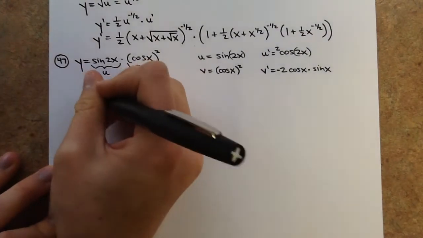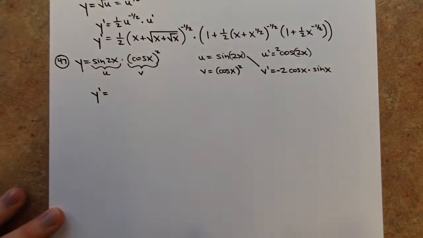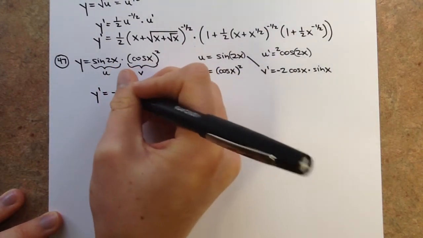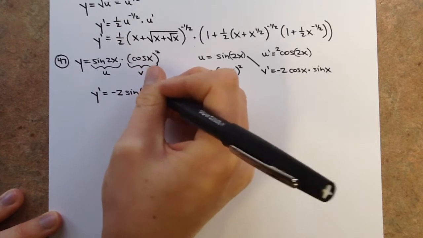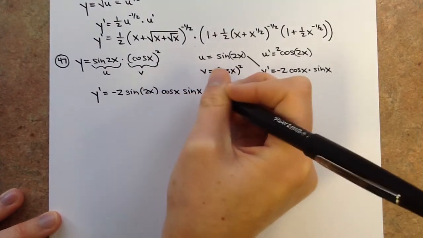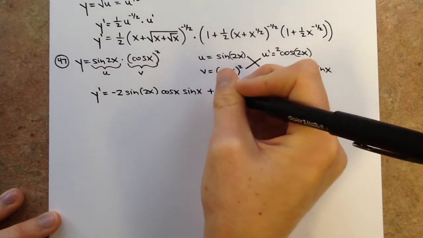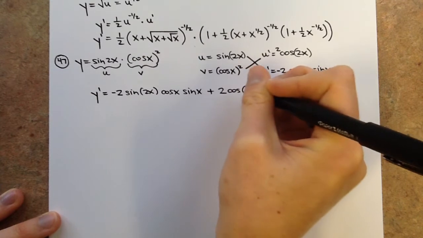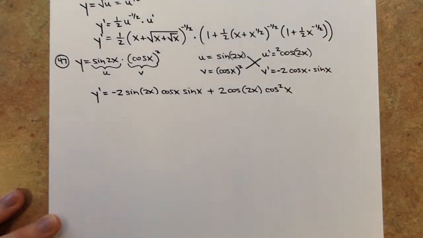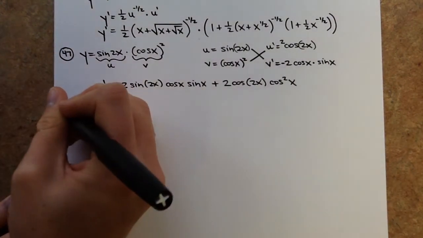I am going to do a little product rule. So cross multiply and add. So these two get multiplied together. So I'm going to put the negative 2 out front. Sine of 2x, cosine of x, sine of x. It's a beautiful term here. And then plus, then I multiply these two together. I have 2 times the cosine of 2x times cosine squared. Okay, so that would be my derivative. Again, I wouldn't even dream of simplifying any further.